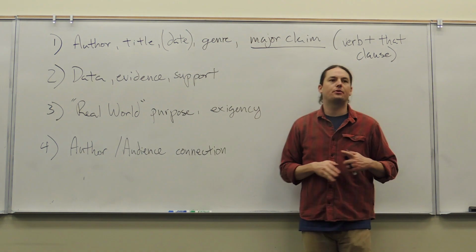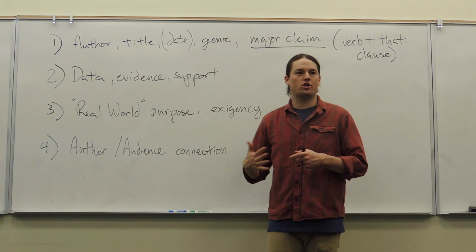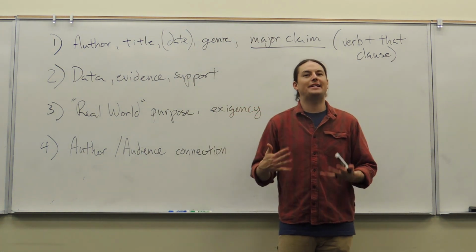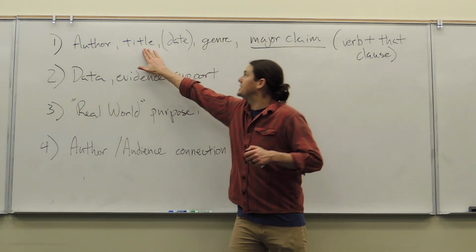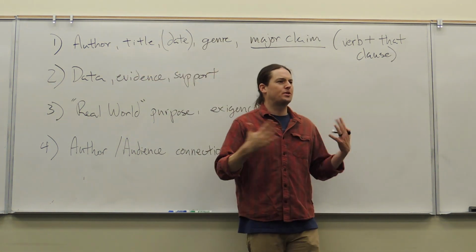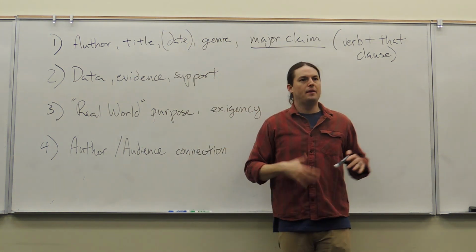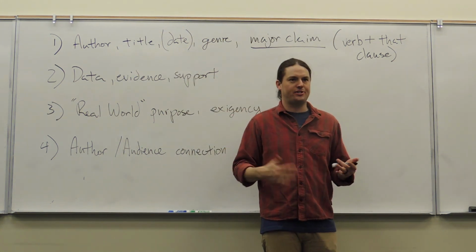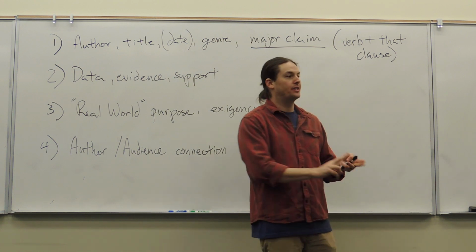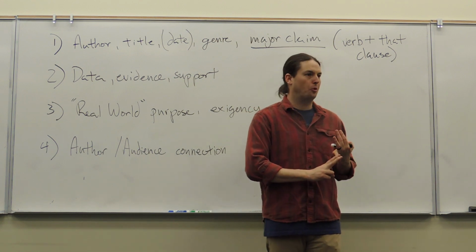In the first sentence of the rhetorical précis, there are a couple of structures that you need to include in a complete sentence. The author, the title, the date, which is usually just going to be the year of publication, in parentheses. The genre, what kind of a text is this? Is it a short story? Is it a novel? Is it a TV show? Is it a YouTube clip?